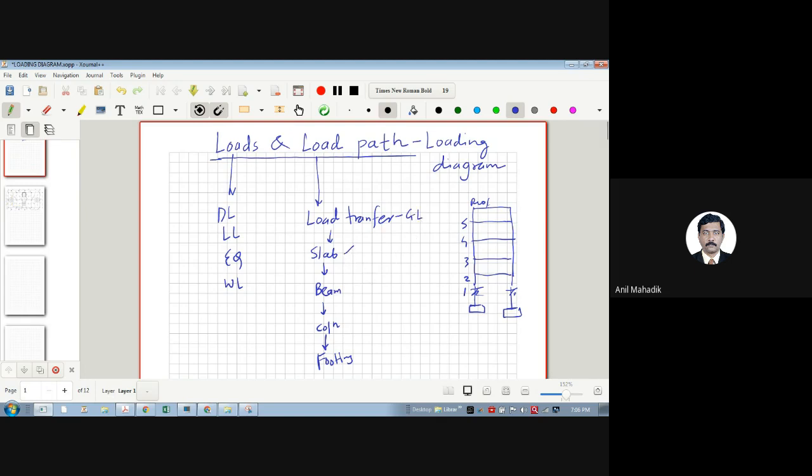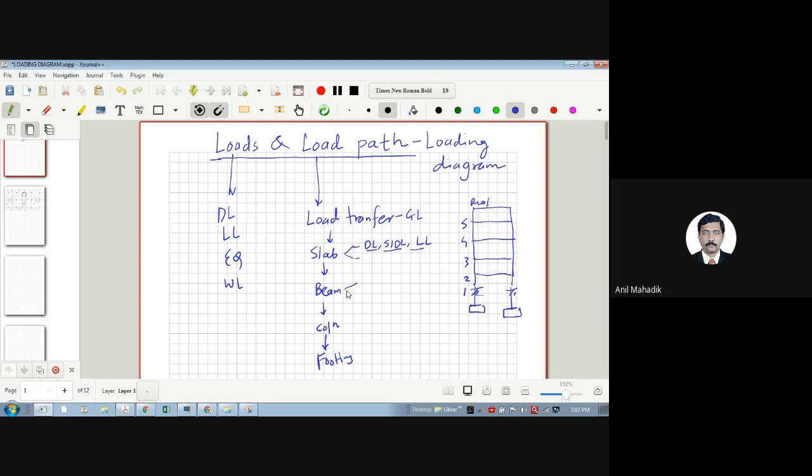Slabs, all of you know what kind of load a slab is carrying. Slab is carrying dead load, as a UDL. Dead load means self weight, and SIDL means floor finish and other things. And it carries live load also, right? So it carries live load and dead load.